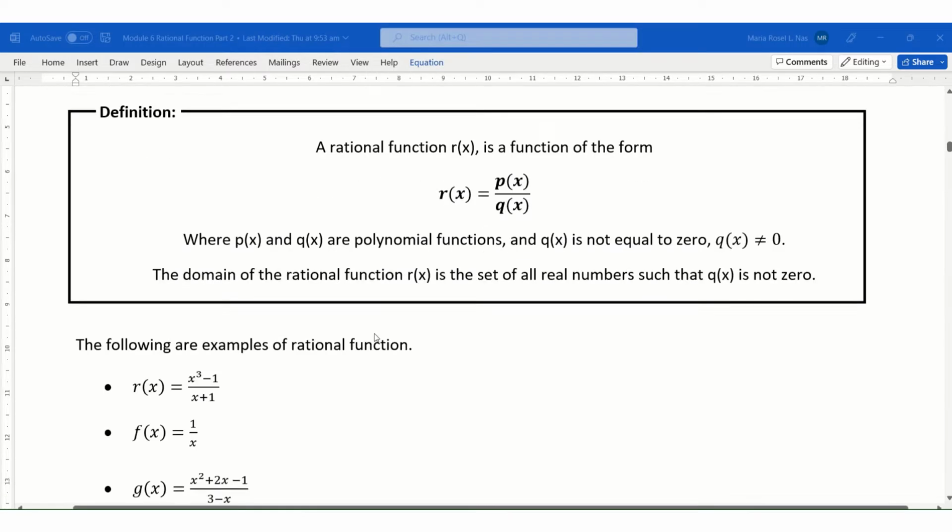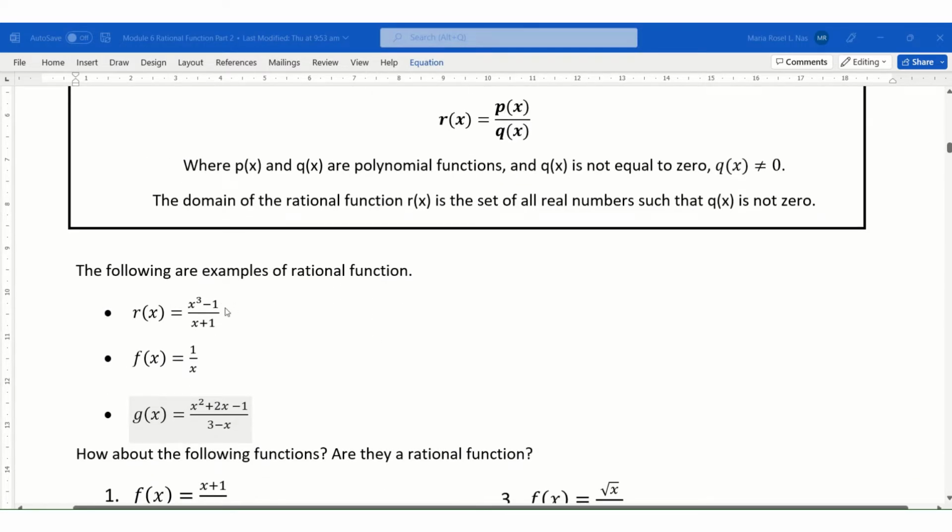So here are the following examples. Dito, yung nasa taas natin, numerator natin is x cubed minus 1. This is a cubic function, and we know that a cubic function is a type of polynomial function. And then yung nasa ilalim natin is a linear function. So since this is a ratio between a cubic function and a linear function, where those two are polynomials, this example is a rational function.